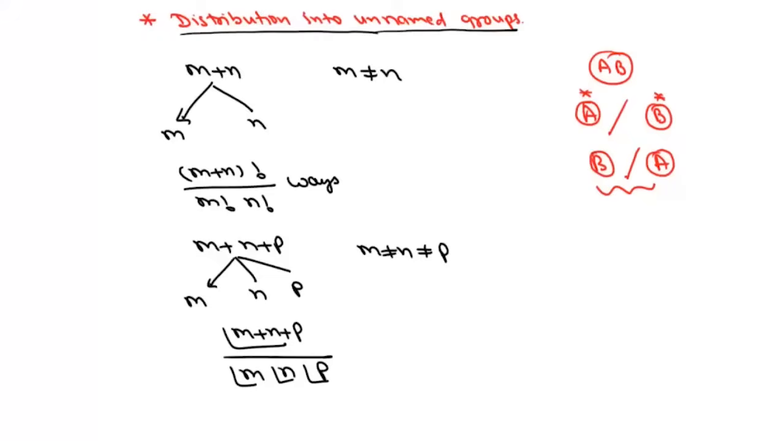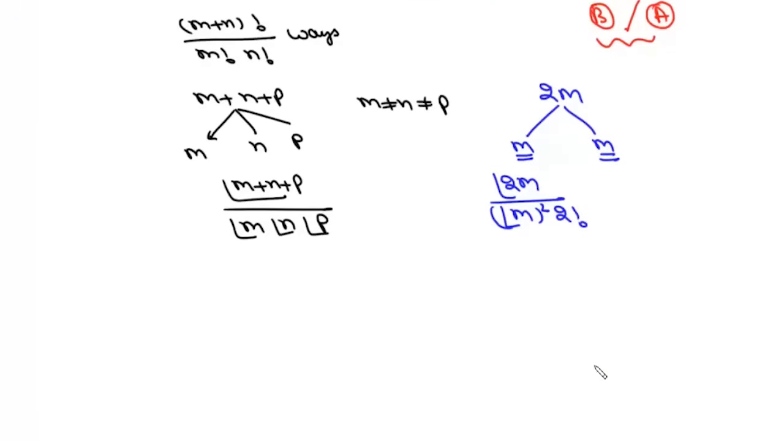Now suppose we have 2m objects and we have to divide them in groups of m and m. Then we can distribute them as factorial 2m upon factorial m whole square, and since these two m's are the same, we'll divide it by factorial 2.